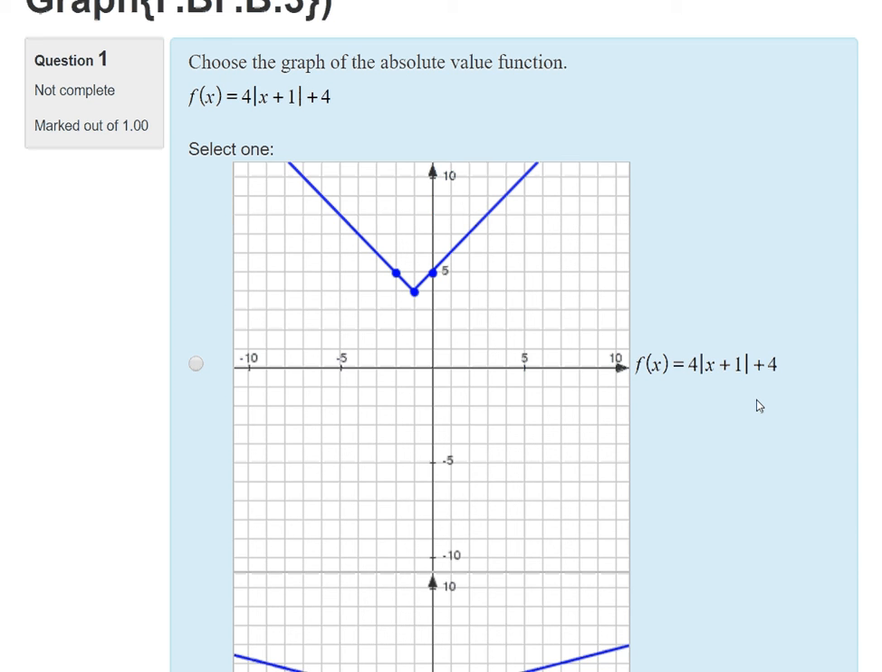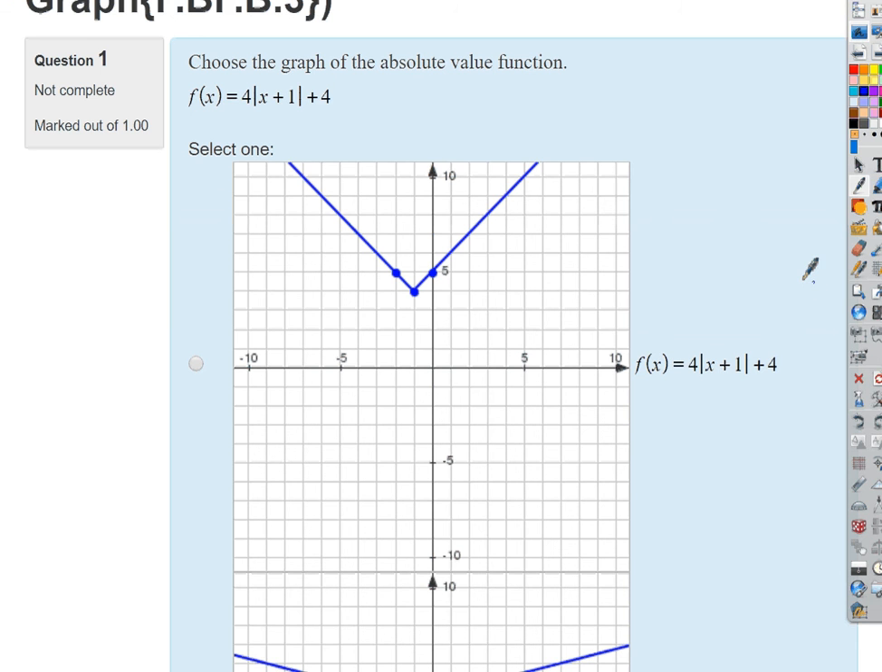What are the values of A, H, and K? So there's my function. You tell me, what's the value of A? A is 4. Okay, how about H, K? Negative 1, 4. Okay, so then we know that the vertex should be at negative 1, positive 4. So it should be right there, shouldn't it? Okay. Is that the right graph? It's not the right graph, though, is it?